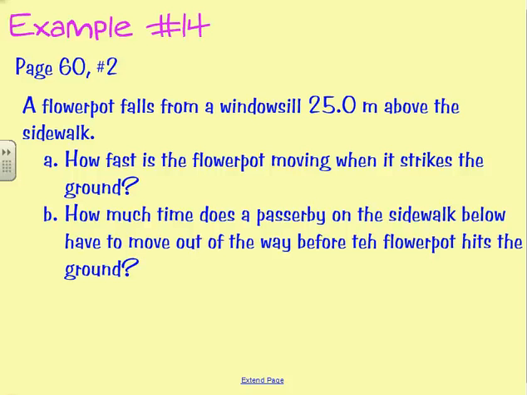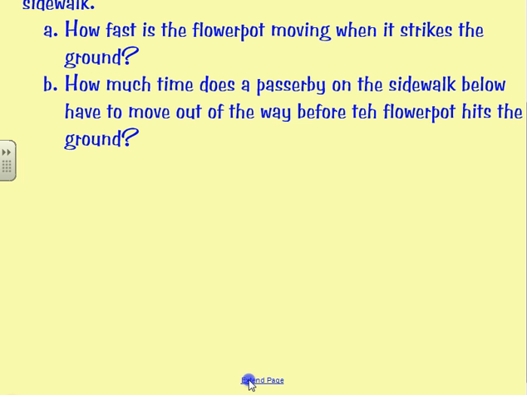In this video, we're going to use the concepts about freefall and the equations for one-dimensional motion to analyze the problem where a flower pot is falling from a windowsill 25 meters above the sidewalk. We'll start out writing out what we are given. First of all, we see the number 25, so that tells me that the displacement is going to be 25 meters.